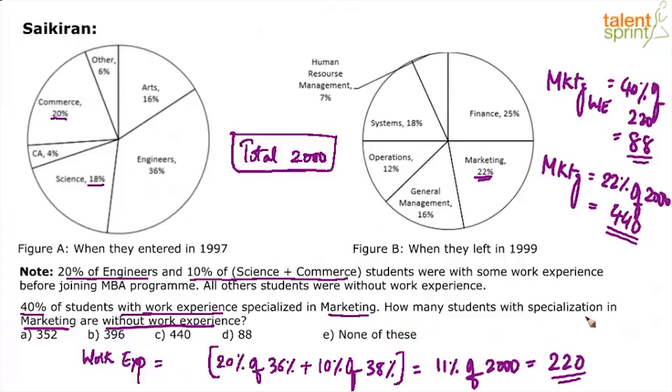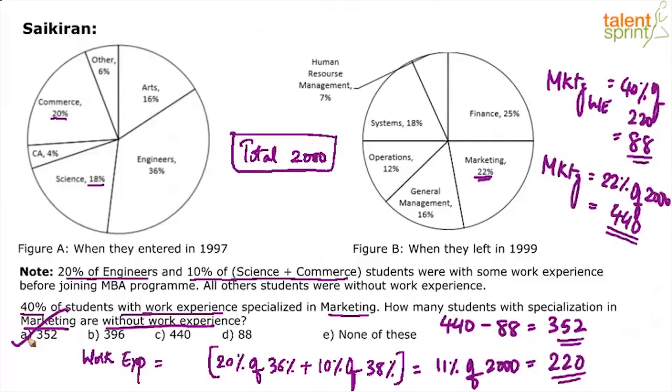He's asking us to find the number of students who are specialized in marketing but without any work experience. So what do you do? Take the difference of these two values, 440 minus 88. How much will that be? 352. So that's your answer. 352 is your answer, Option A.